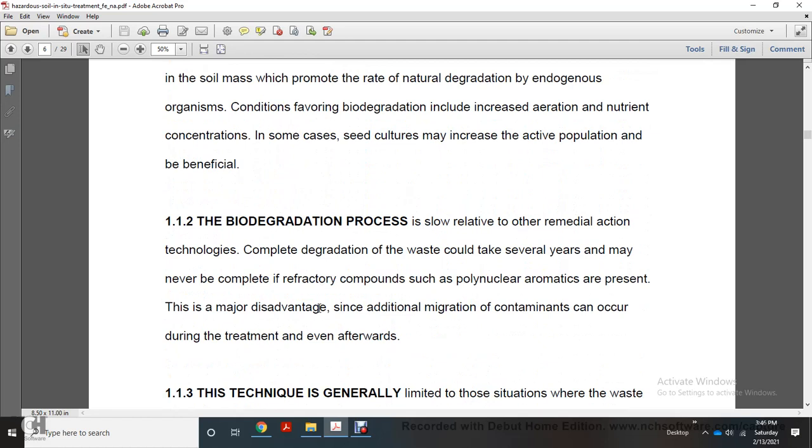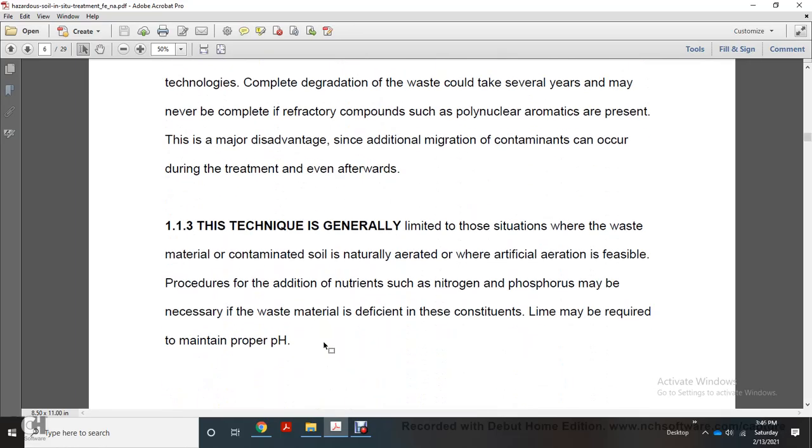Biodegradation processes are slow relative to other remedial action technology. Complete degradation of the waste could take several years or may never complete if refractory compounds such as polynuclear aromatics are present. The major disadvantage is that some additional migration of contaminants can occur during treatment and even afterwards.